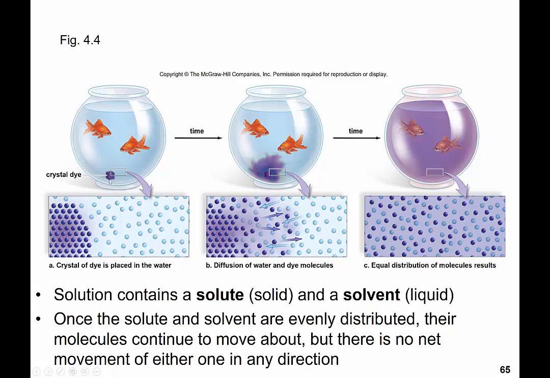So here's your crystal of dye. It's a high concentration of the dye, and it's going to move to an area of low concentration. So these molecules move about until they're about evenly distributed. Again, there's no input of energy here.